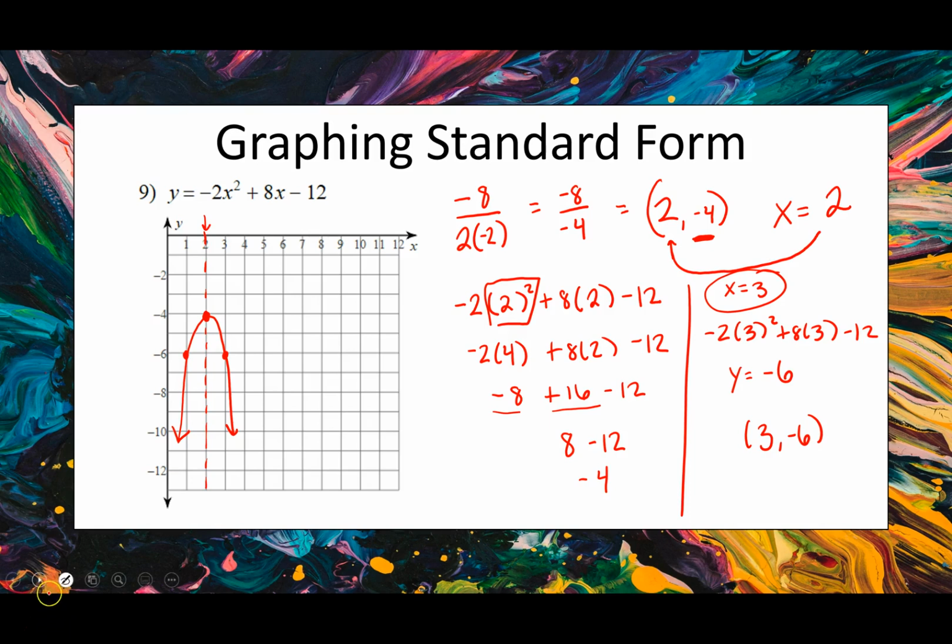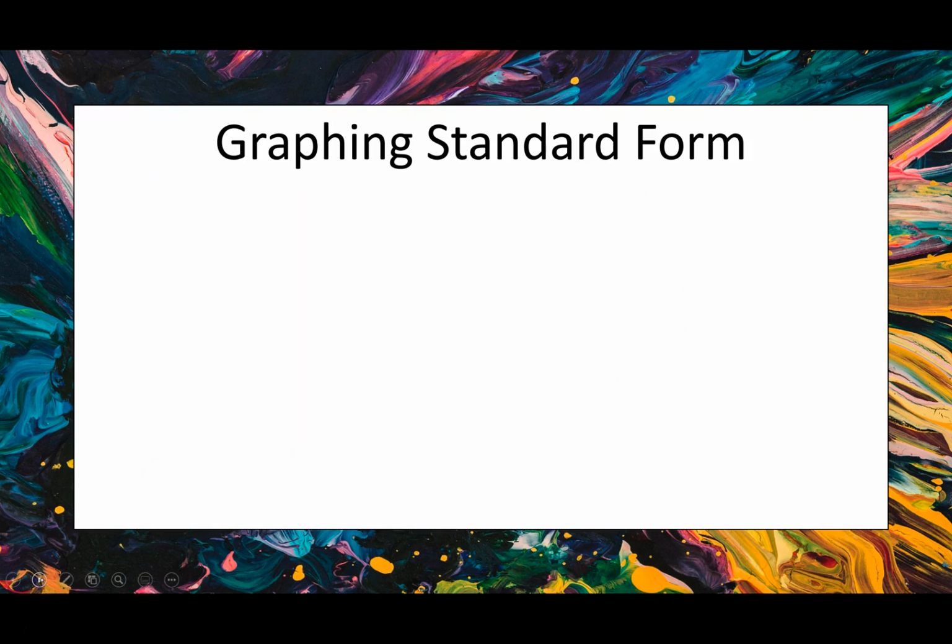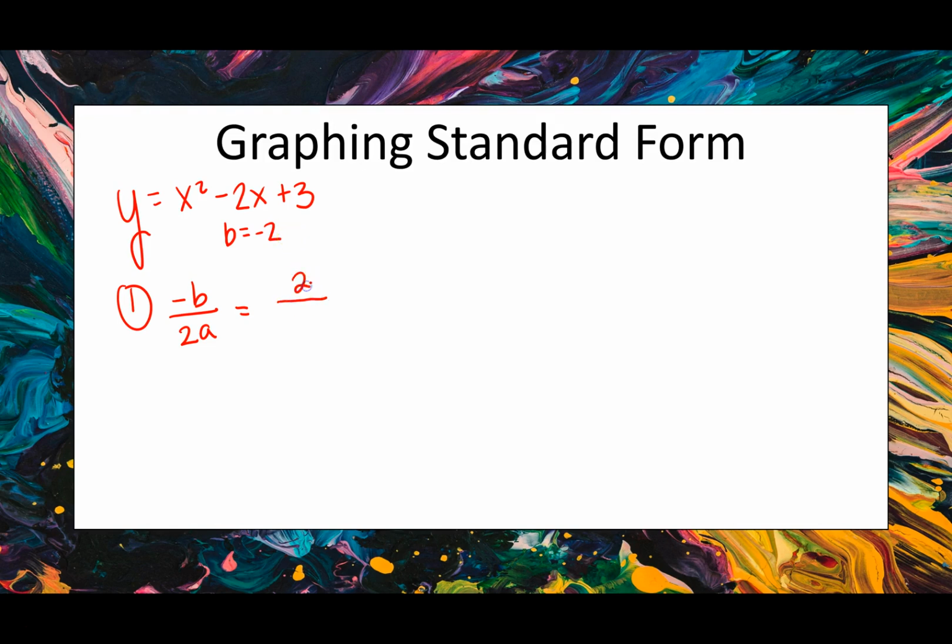All right, we've got another problem to try, and then we'll be done. This next one is going to be y equals x squared minus 2x plus 3. So first step here is to do negative b over 2a. And it's almost better to say opposite of b over 2a. Both are correct. Okay, well if my b is equal to negative 2, what's the opposite of a negative 2? Or what's the negative of a negative 2? Well, that's going to be a positive 2.